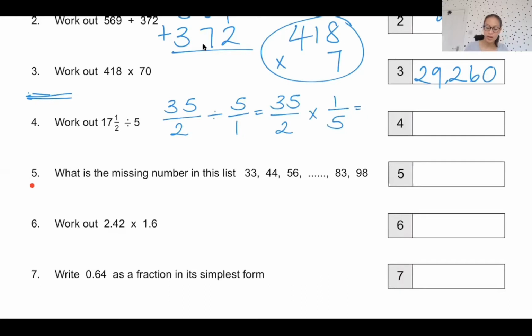Okay, now if you are familiar with multiplying fractions, then you can challenge yourself a little bit by cross-cancelling. So 35 and 5, we have to have one numerator, one denominator.